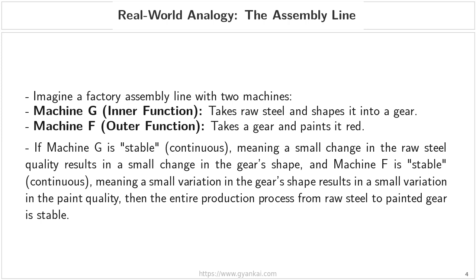In mathematics, continuity is essentially about stability and predictability. So, if machine G is stable, meaning a small change in the quality of the raw steel results in only a small change in the shape of the gear, we can think of this as the inner function being continuous. Similarly, if machine F is also stable, meaning a small variation in the gear's shape results in only a small variation in the final paint quality, then the outer function is continuous. Therefore, if both links in this chain are stable, the entire production process, from the raw steel to the final painted gear, is stable. This is exactly how the continuity of a composite function works. If the inner function is continuous and the outer function is continuous at the resulting value, the entire composition is continuous.